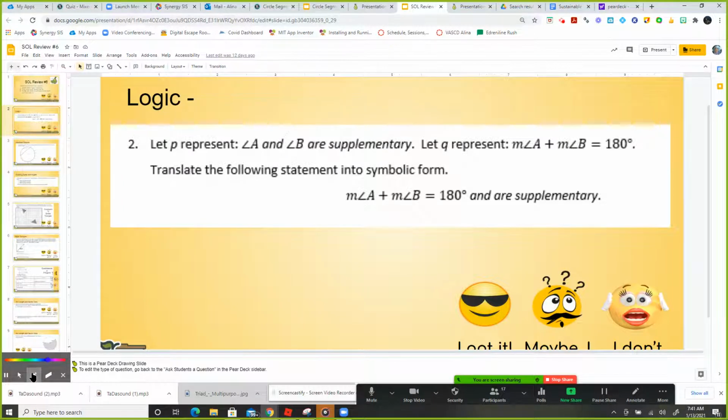All right, so almost everybody marked A and B are supplementary. That's P. Then the angles add together. That's Q. So we definitely know that this is Q. How do I make the symbol for and? Is it the squiggle line, or the up arrow, or the down arrow, or the 3 dots? How do I represent and? So I'm going to have Q, the up arrow. Absolutely. This one's the and.